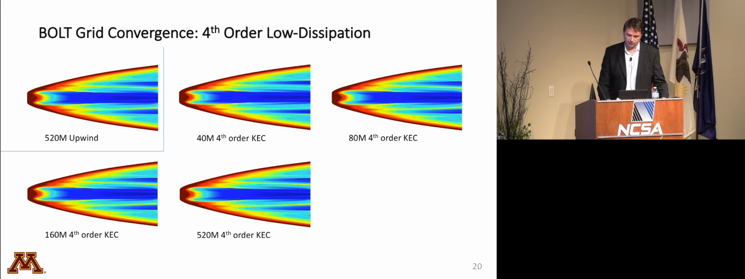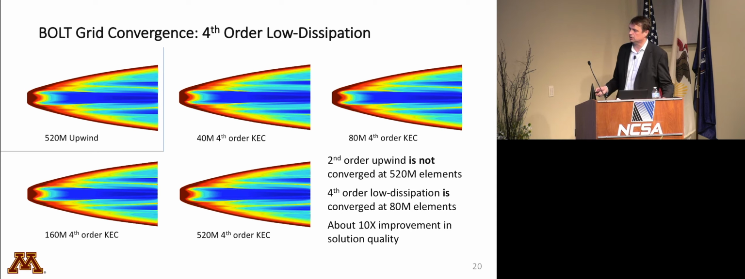And you can keep refining, and actually the solution doesn't even really change between 80 and 160, and 520 is basically the same. So the second order is not converged even at half a billion, and this is probably converged around 80, maybe 160. So there's a factor of 10.